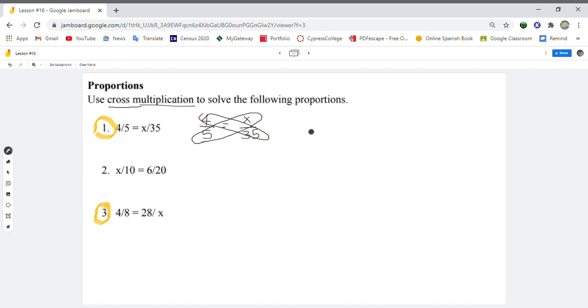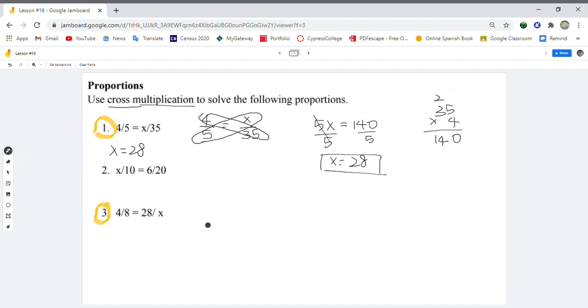So 5 times x would be 5x on the left side. And then 35 times 4, which I'm going to calculate on the right side. 5 times 4, 20, 4 times 3, 12, and 14. So we end up with 140 on the right side. Next, we're going to find the x value. So we're going to divide both of them by 5. And then on the right side, we're going to end up with 28. And on the left side, we'll end up with x. So x equals 28, and that'd be our answer to number 1.